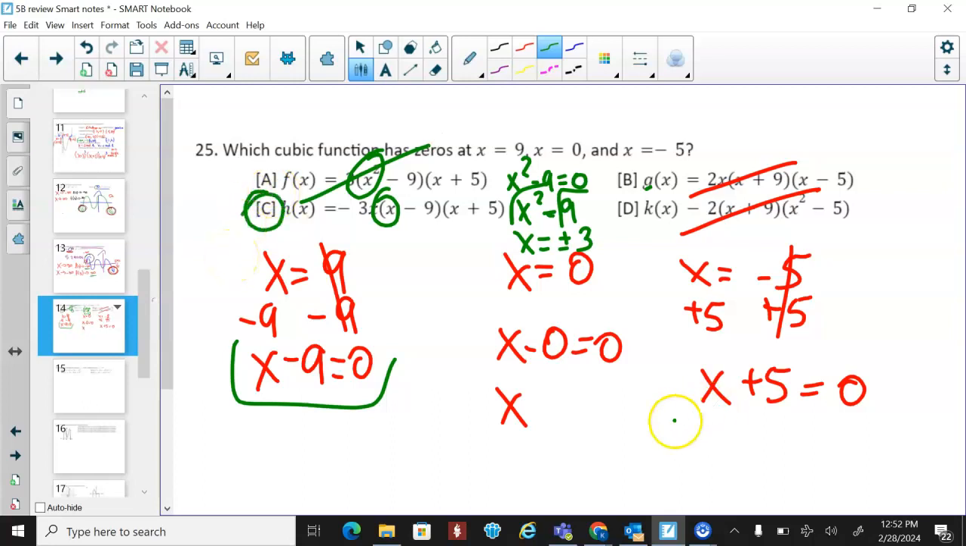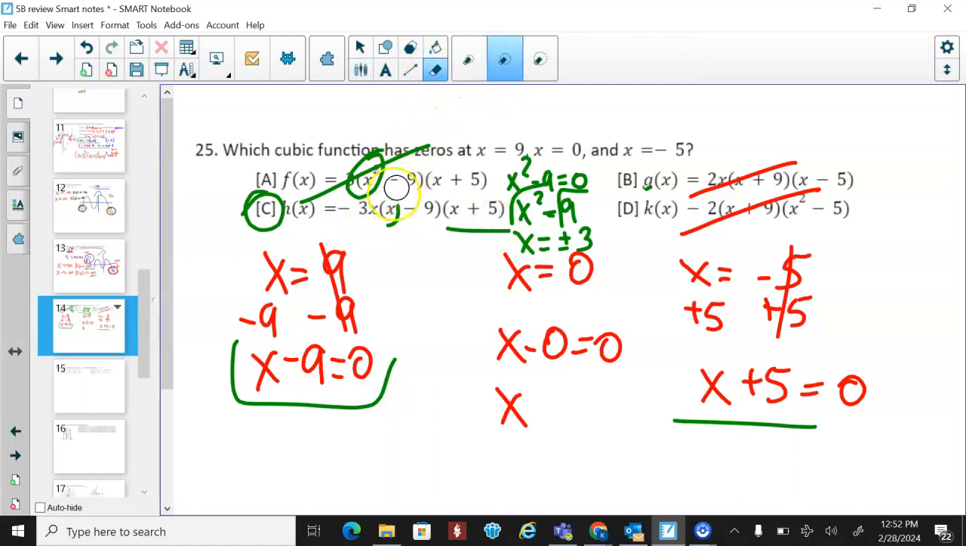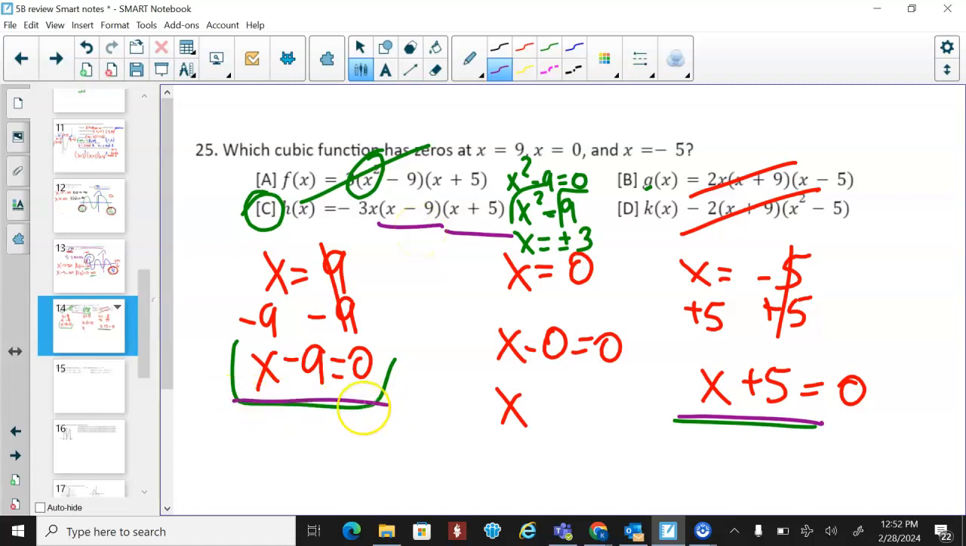Okay, so again, the plus 5 will match your factor right here. And x minus 9 will match your factor right here.